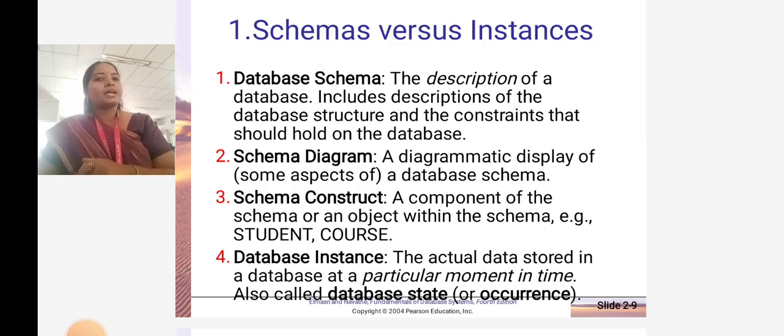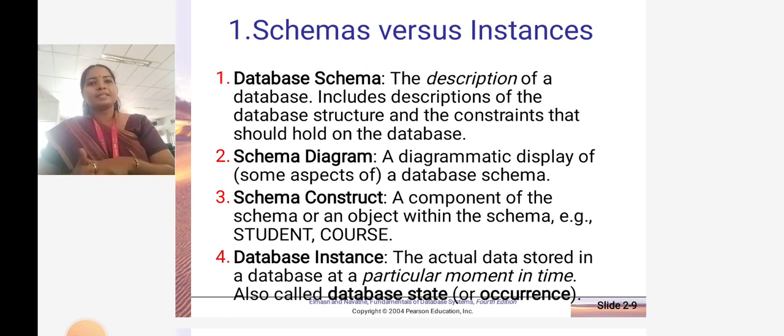So what is a schema construct? A component of the schema or an object within the schema. By using that object, we can retrieve all the information from the database. For example, if there is a student database, we can retrieve all the information like roll number, his name, his register number, his age, his address, his parents' contact number, his father's name or mother's name. So we can retrieve all the information by using a key on an object like a student.